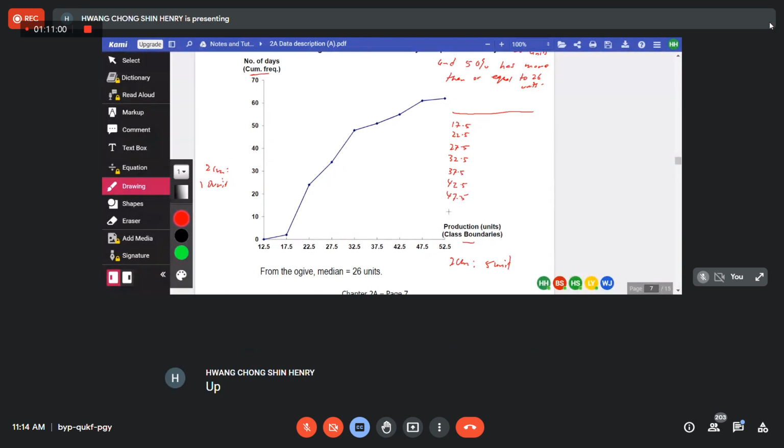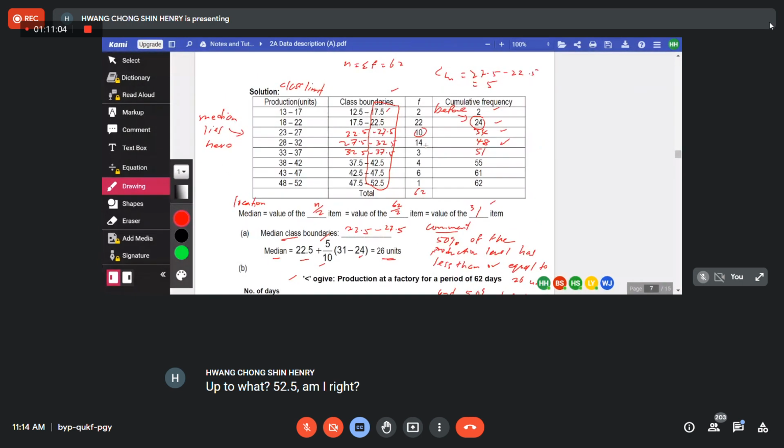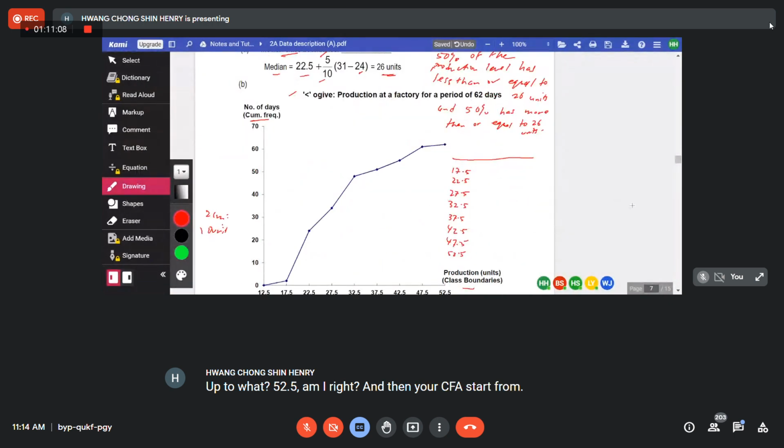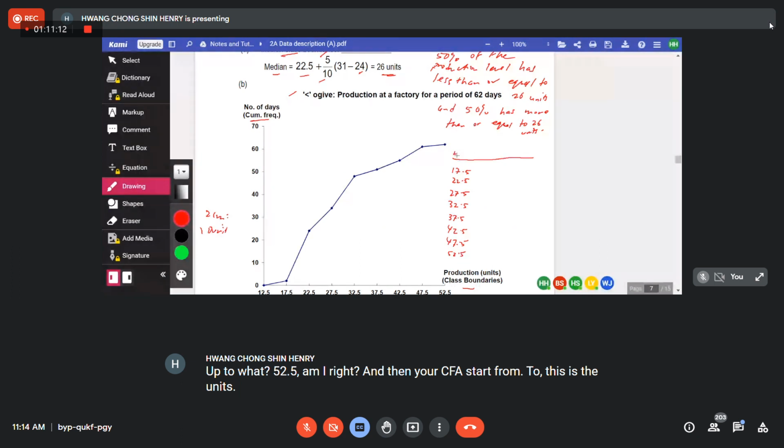Up to what? 52.5. Am I right? And then your CF here starts from 2. This is the units. This is the less than CF. So start from where? 2, is it 2?